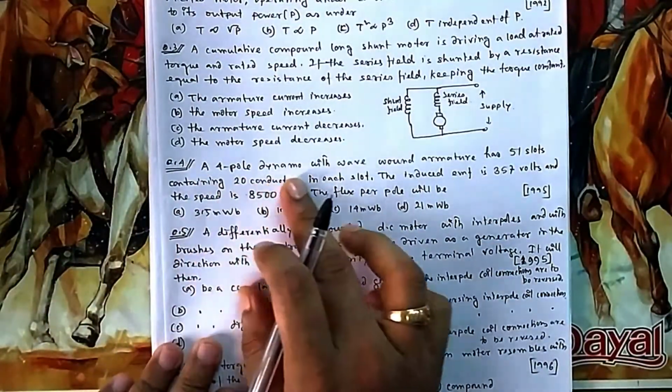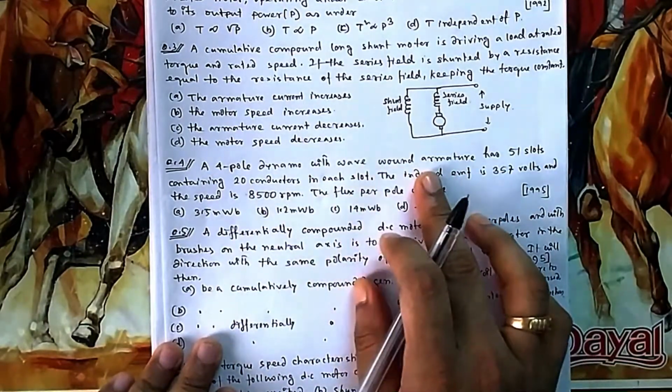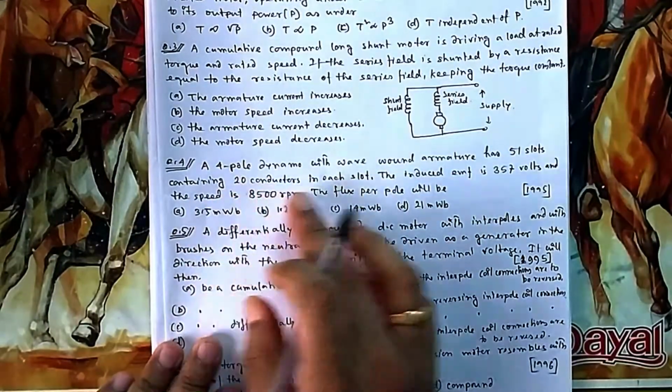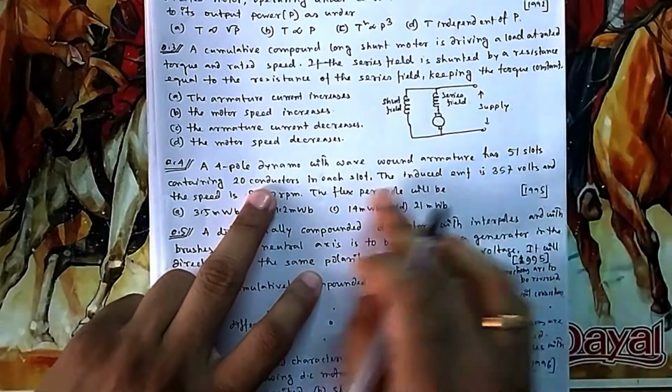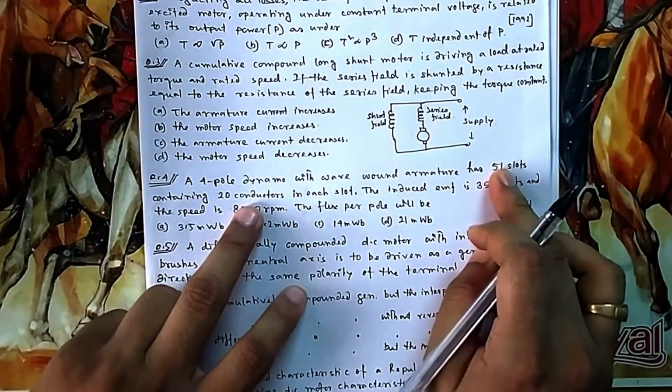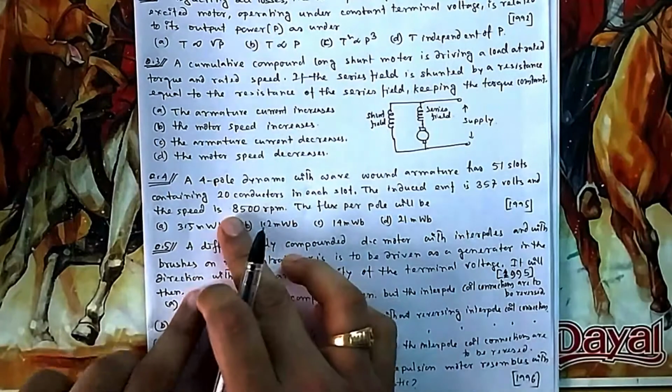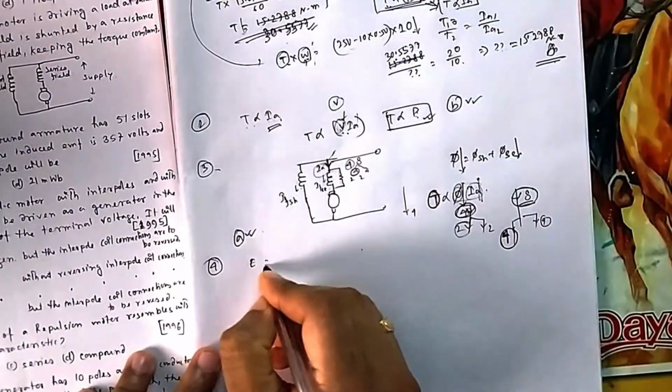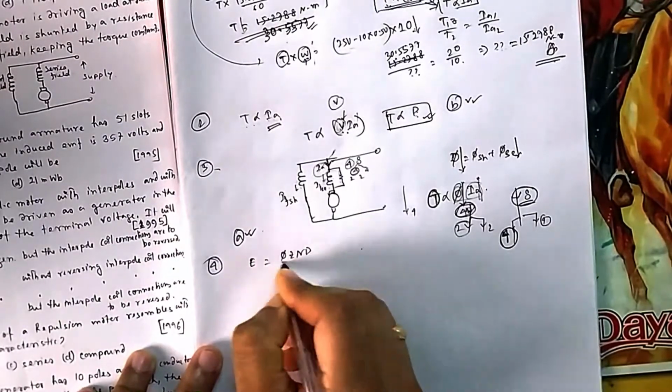Number 4, a 4-pole dynamo with a wave-wound armature has 51 slots containing 20 conductors. So 20 conductors in each slot. So total conductors is 51 into 20, Z. The induced EMF is this, the speed is this, the flux per pole. So you know E is equal to phi Z NP by 60A. So we'll put all this there.